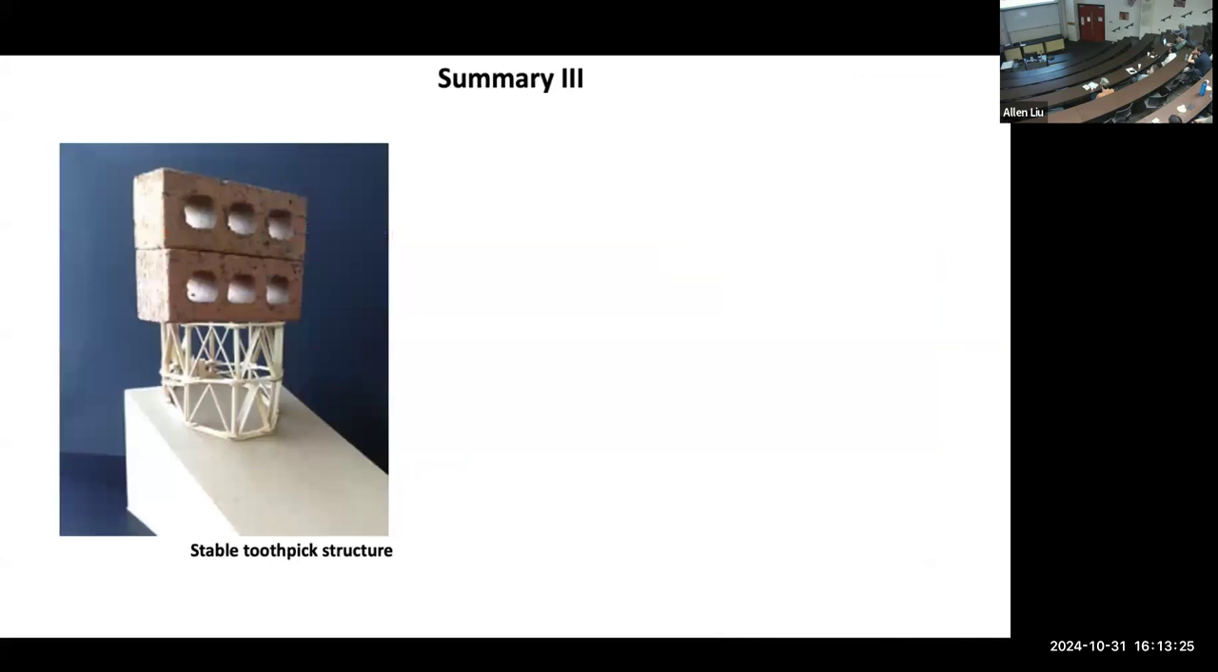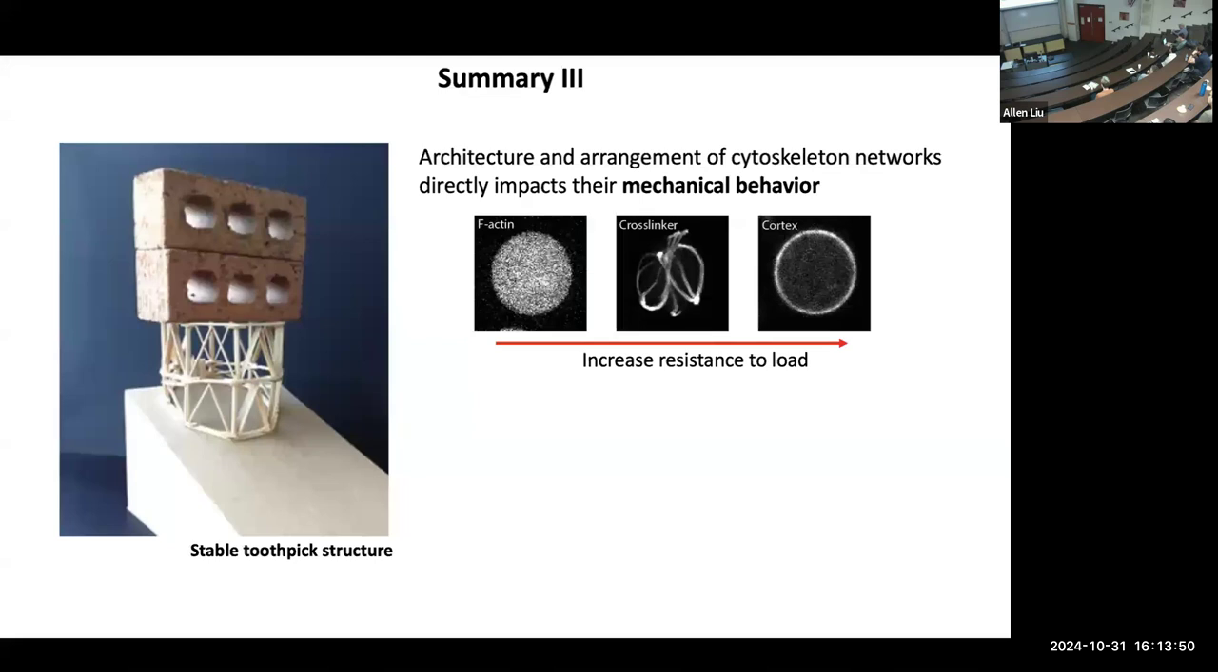Okay, so let me quickly summarize this. We're doing well in time. The last part is I kind of summarize it in this graphical thing. Many people know that if you build a truss-like structure, it can support load, and this is toothpicks, and they can support cinder blocks. I mean, pretty impressive. But you can also have toothpicks that completely falter if you don't know how to build a proper structure. So the idea here is that the architecture of a cell skeleton really matters, right?